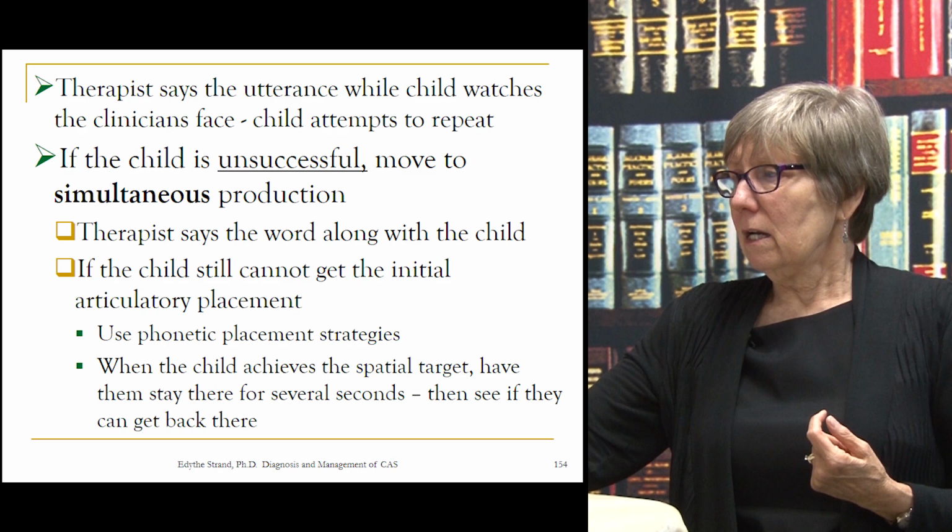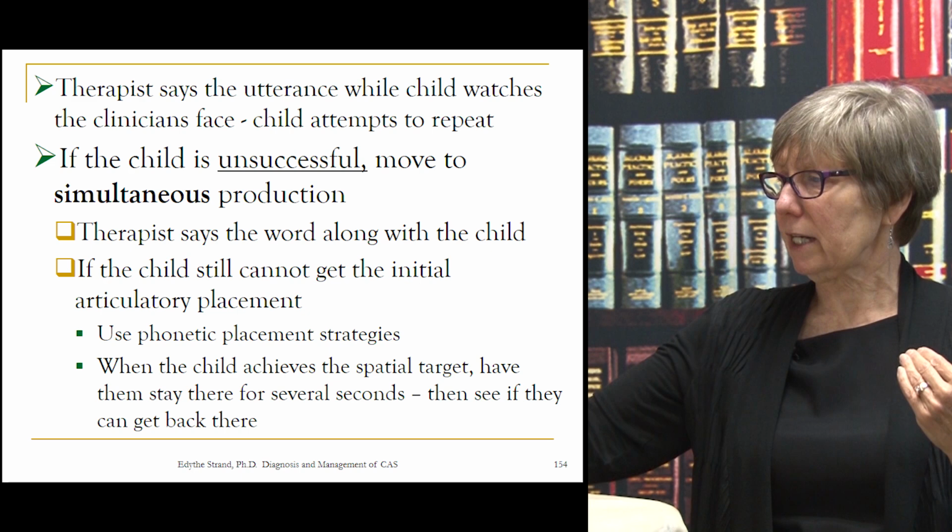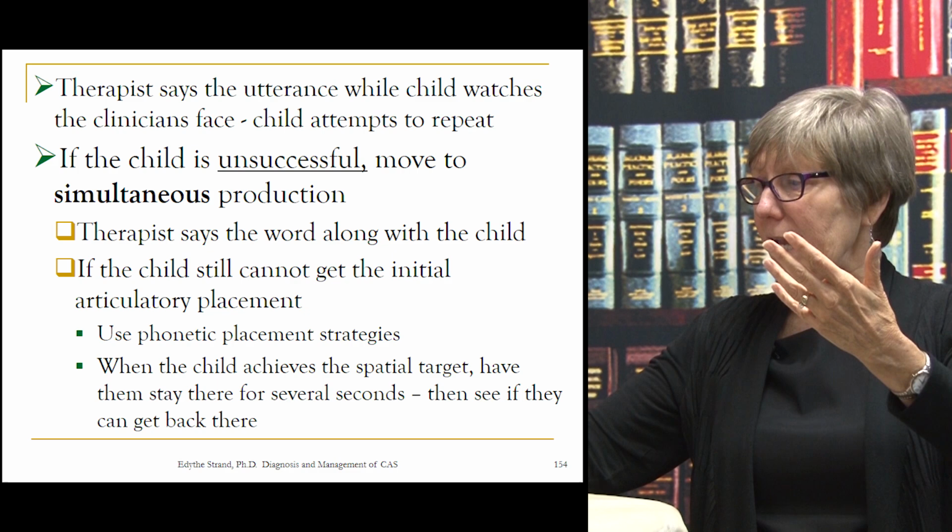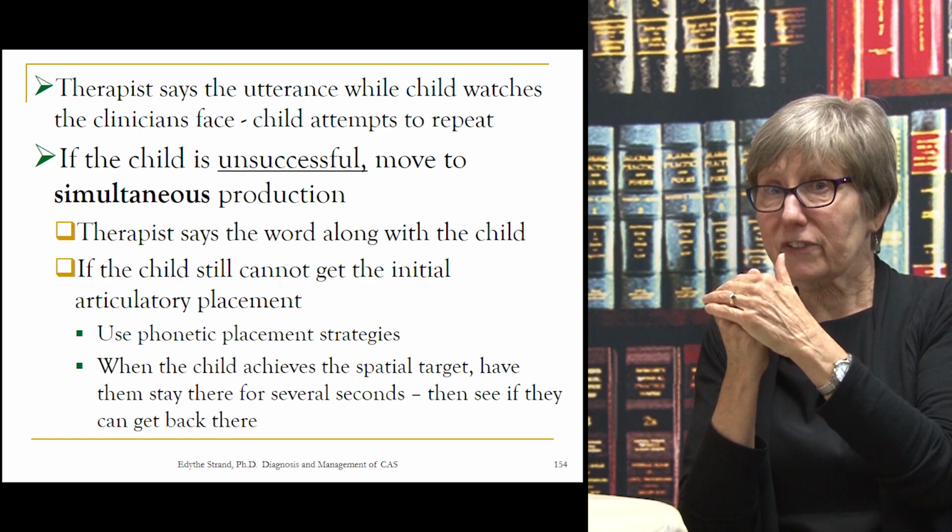So you're at direct imitation. If the child's unsuccessful, move to simultaneous production, where we're going to say the word slowly with the child. We'll use articulatory placement if we have to. When the child does achieve that spatial target, especially for the initial configuration, have them stay there, let go, and then see if they can get back again.